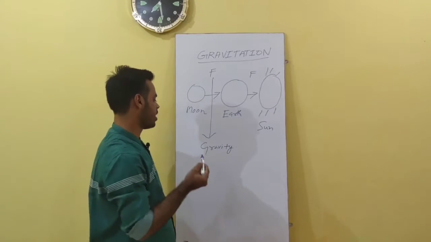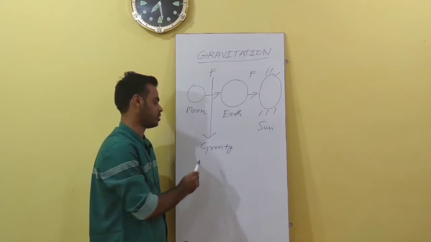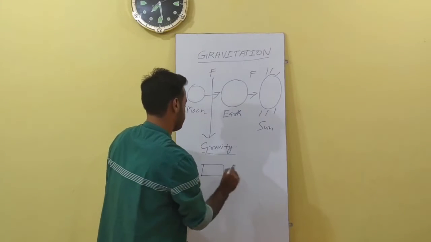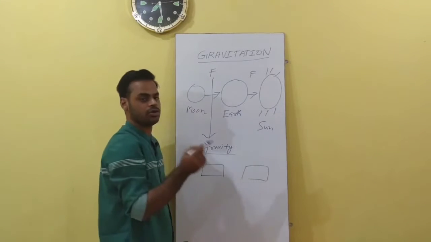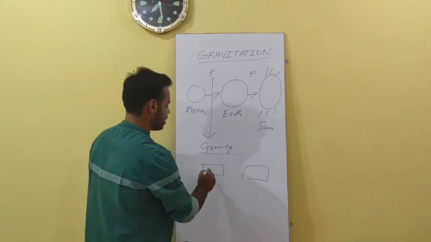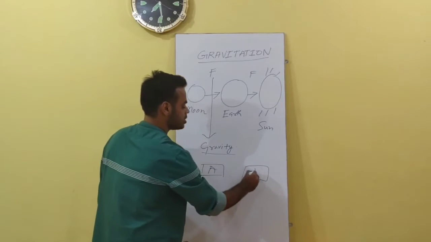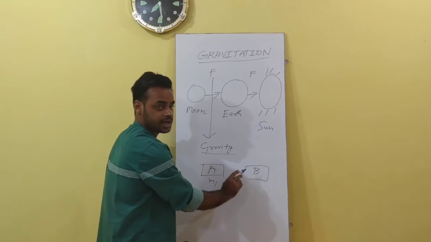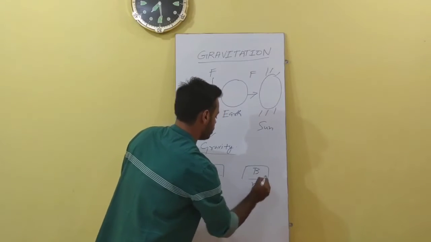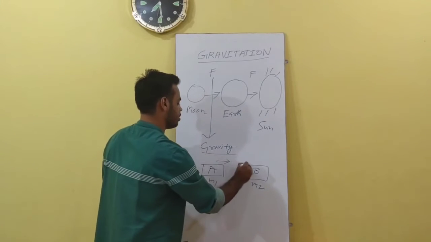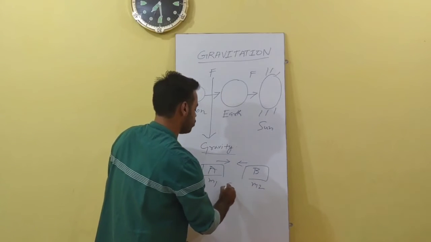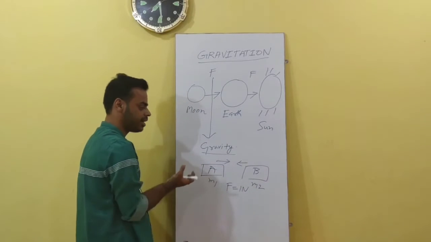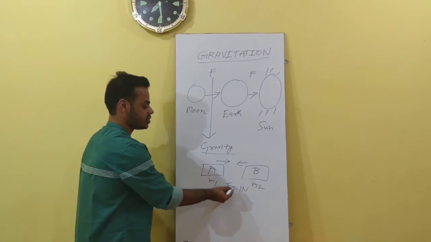Now what all parameters does this force gravity require? This gravity requires mass. Two bodies that have mass, gravity will act on those bodies. For example, let us say this block is A and this block is B. Block A has mass m1 and block B has mass m2. Now, which force will act here? Consider this force F is equal to 1 Newton, that is, block A is attracting block B towards itself with a force F equal to 1 Newton.